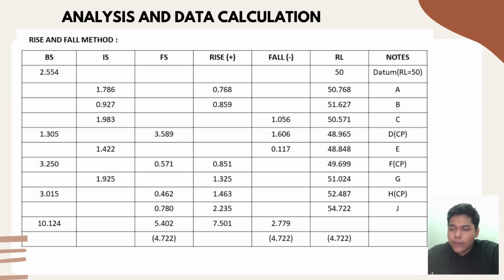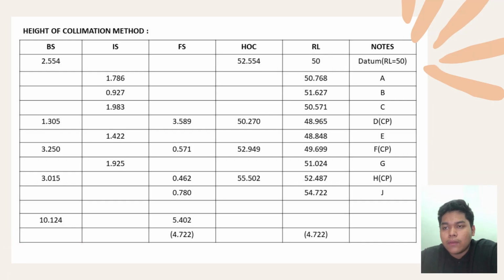For point F, the change point, the value of rise is 0.851. For point G, the value of rise is 1.325. For point H, the value of rise is 1.463, and for point J, the value of rise is 2.235. So the total value of rise is 7.501 and the total value of fall is 2.779. So we continue with the height of collimation method.